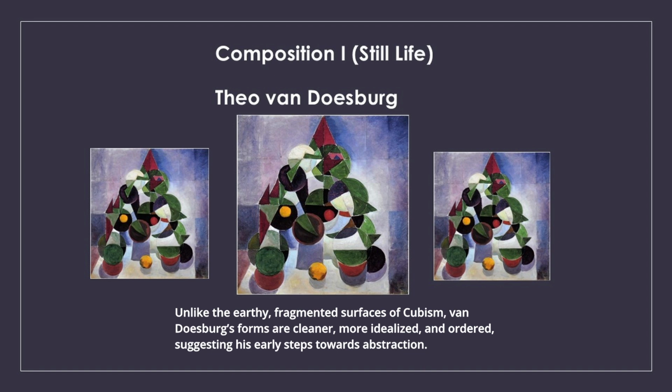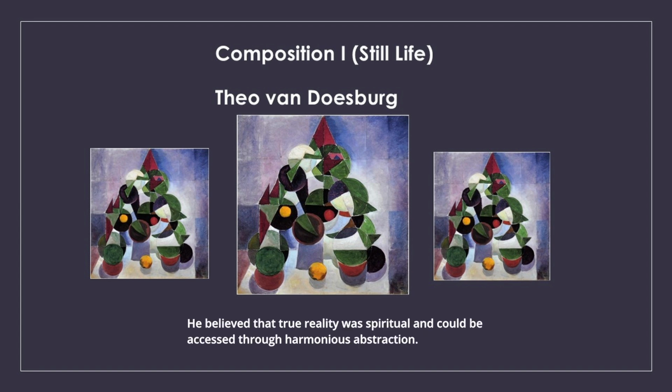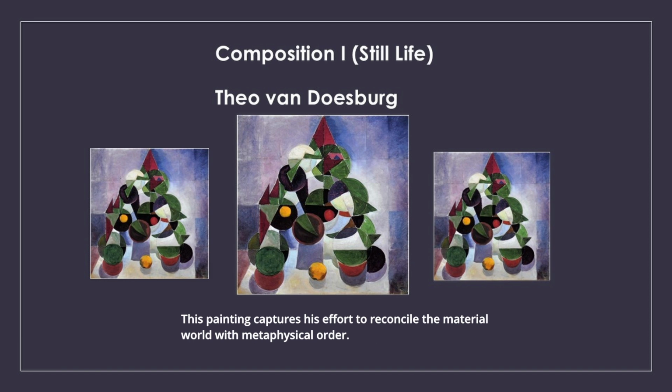Unlike the earthy, fragmented surfaces of Cubism, Van Doesburg's forms are cleaner, more idealized, and ordered, suggesting his early steps towards abstraction. This artwork isn't really about objects, it's about relationships, form to form, color to color, and part to whole. He believed that true reality was spiritual, and could be accessed through harmonious abstraction. This painting captures his effort to reconcile the material world with metaphysical order.